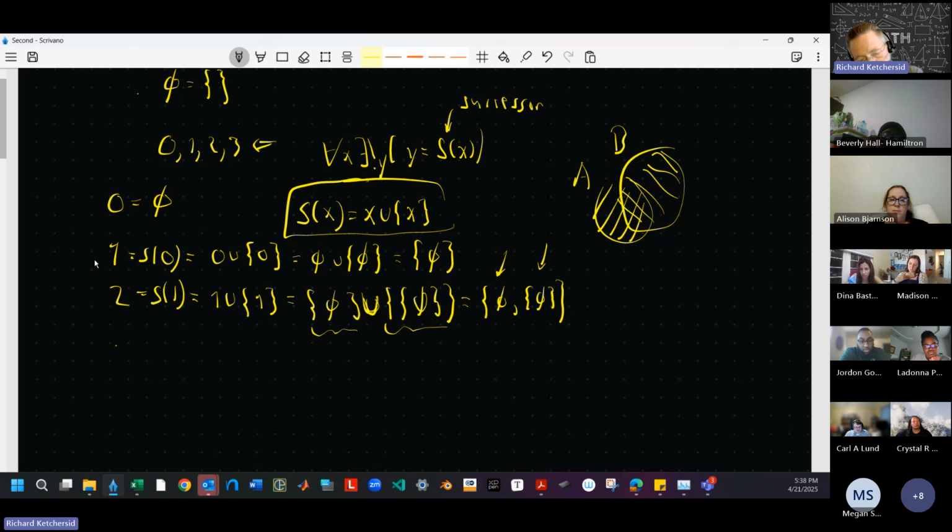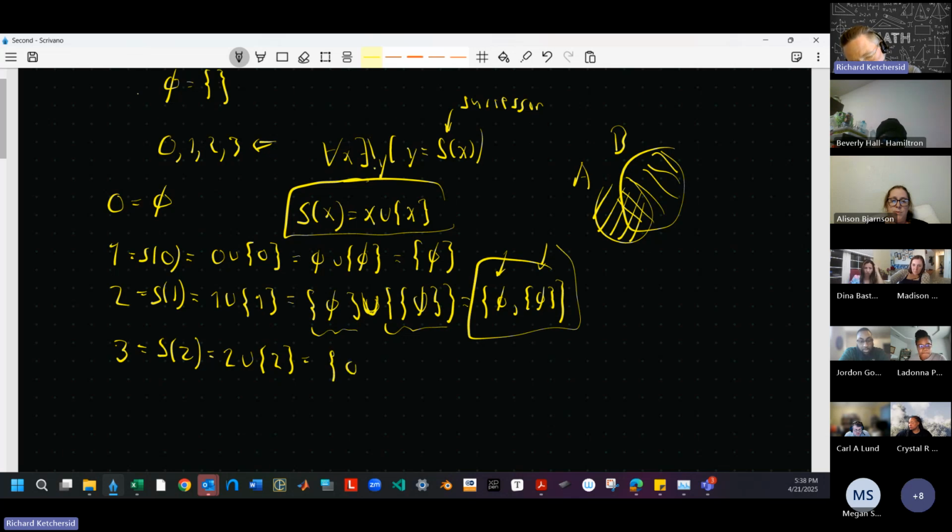And then we keep going. So now this is what was given to you. You were given 0, 1, and 2. But I want to go into 3 because this is where people start doing the wrong thing on their own. So that would be S of 2, and that is just 2 union 2, according to this way of doing things. And what is 2 union 2? Well, this thing is 2 now, so that is this thing, union the singleton of that thing, like that. So it's got the empty set, it's got 1, and it's got 2. This is what 3 is supposed to be.